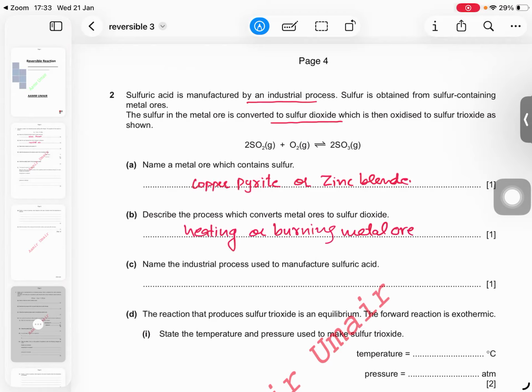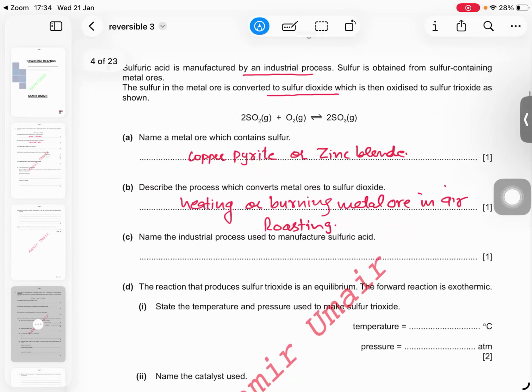Metal ore in air. Or you remember we call it roasting, okay? Yesterday we called it roasting. Yeah, you can go watch the lecture on YouTube and then you can copy the notes.